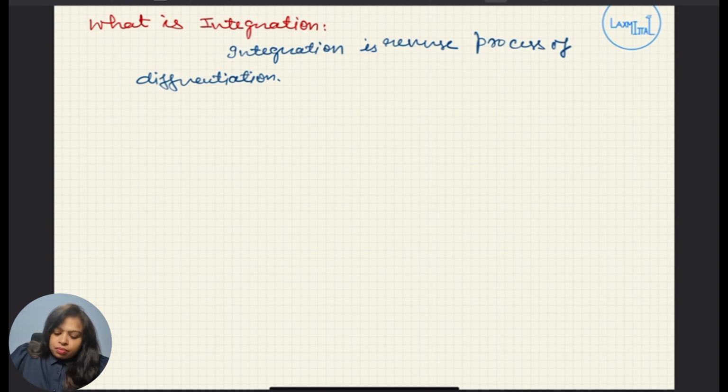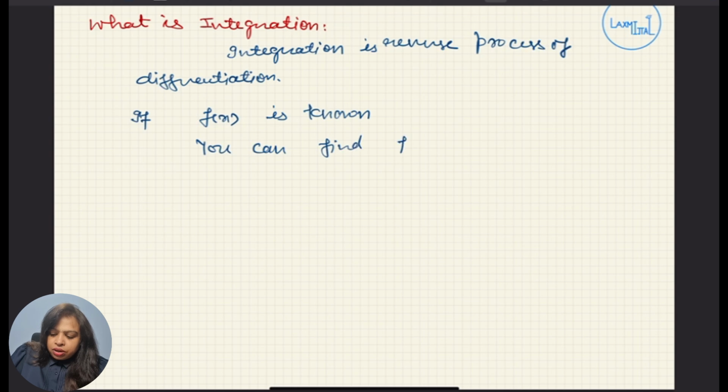Suppose if f(x) is known, you can find f prime x. But what if you know f prime x? Are you able to find its function? What I have said, if f(x) is known, you can find f prime x, and f prime x means a derivative, right?